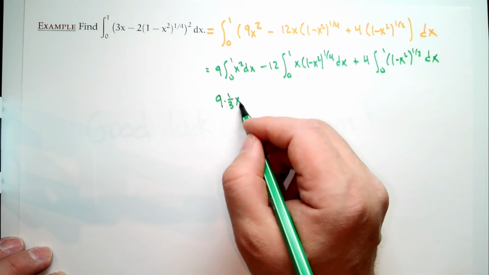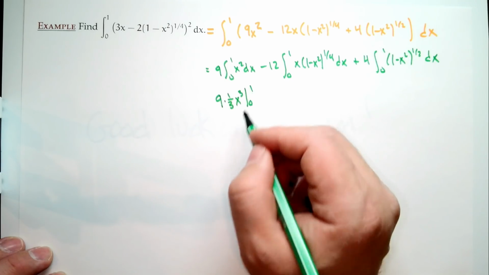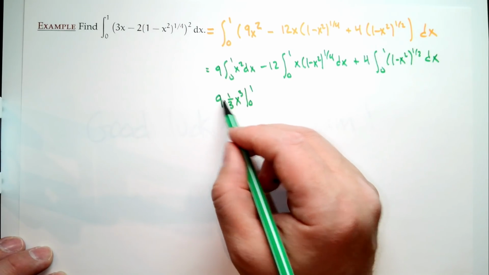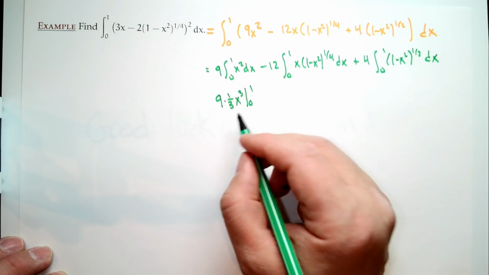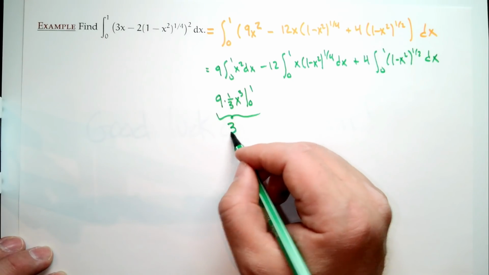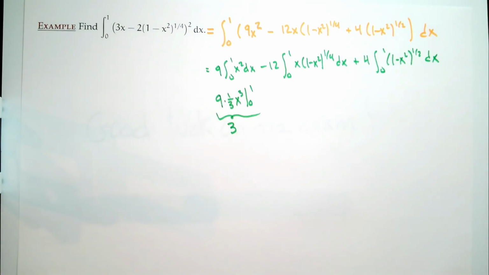1/3 x cubed, and we evaluate from 0 to 1. Well, very conveniently for us, 9 times 1/3 is 3, and 1 cubed is 1, 0 cubed is 0, which means that we're going to end up with 3. Okay, so the first integral, we've made it safely through. We got 3. Now we go to the middle integral.